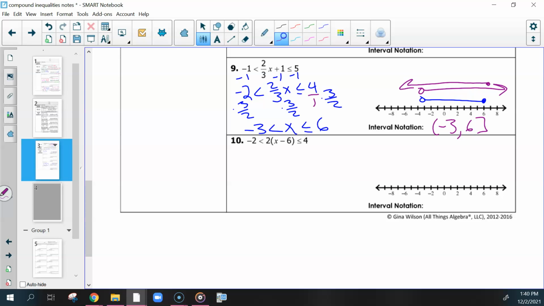Last one that we're going to do together, then I'll let you try some. This one we're going to do 2 different ways. You really only need to be able to do one of them. It doesn't matter which one. One of them, because I see that this 2 goes into 4 and -2, I'm going to divide each piece by 2.